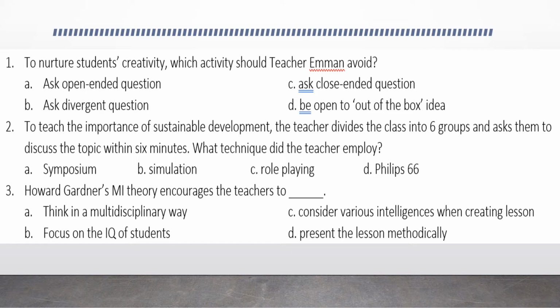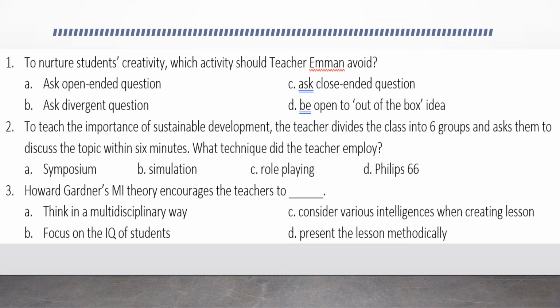So letter A, open-ended question. When you speak of open-ended question, this refers to a question that requires students to think, requires students to expound or to explain. So this does not call for only one specific answer. Example, open-ended questions start with why or how. Letter B is ask divergent question. Divergent question is synonymous to open-ended question. So, since A and B are synonymous, they are not the correct answer. That is how we eliminate the wrong ones.